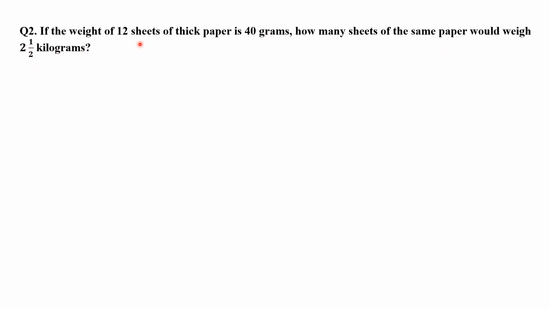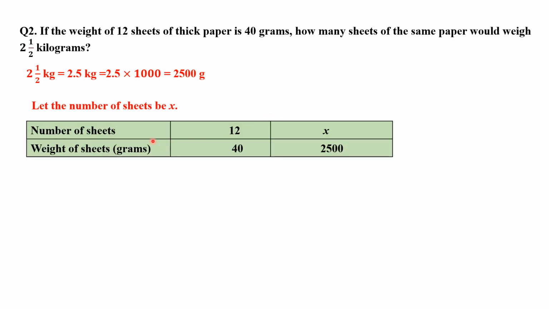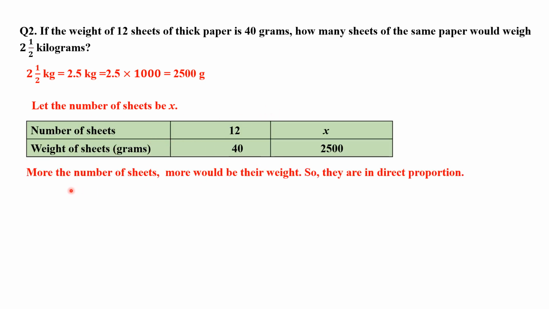So one weight is given in gram, another is given in kilograms. So let's convert 2.5 kilogram in grams. To convert kg to gram, you have to multiply by 1000. So it is 2500 gram. So now let the number of sheets be x. So we can know that as the number of sheets will increase, their weight will also increase. So they are in direct proportion. And we know that in a direct proportion, their ratios will be same. They are constant, right?